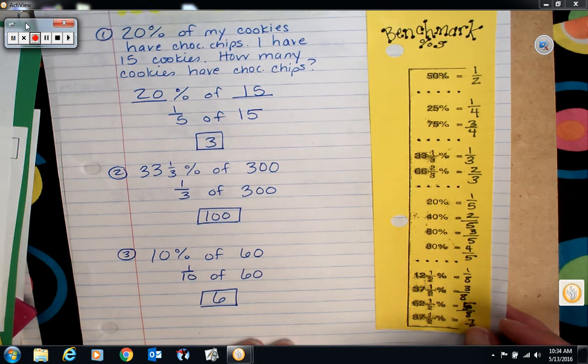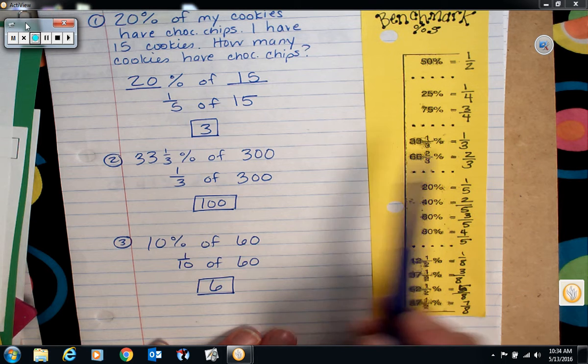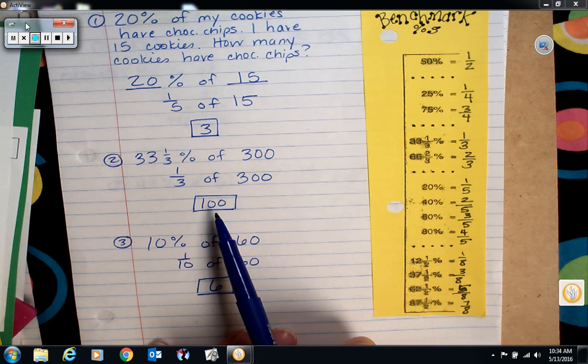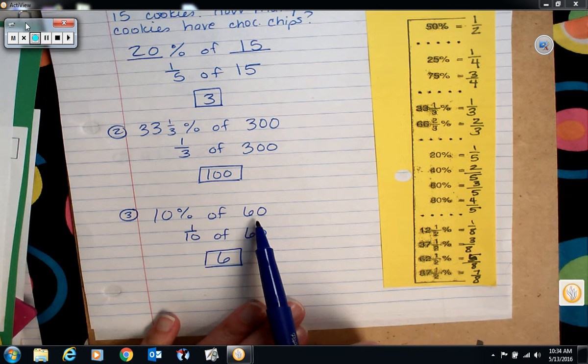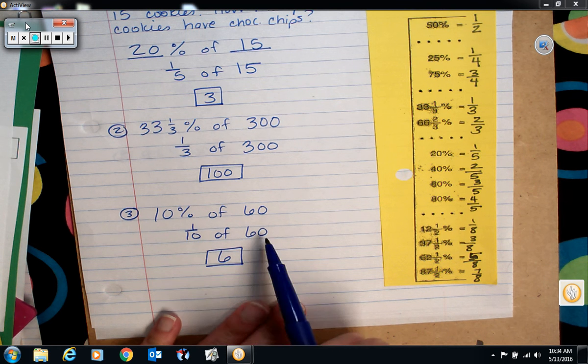And we did that again here with 33 1/3% of 300. The fraction equivalent was 1/3, so 1/3 of 300 is 100. 10% of 60, the fraction equivalent to 10% was 1/10. 1/10 of 60 is 6.